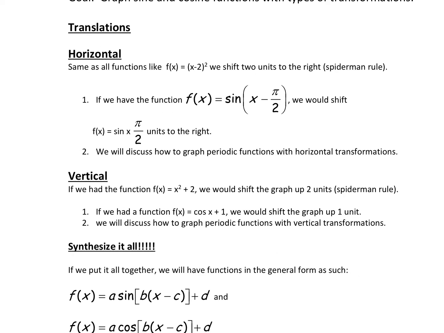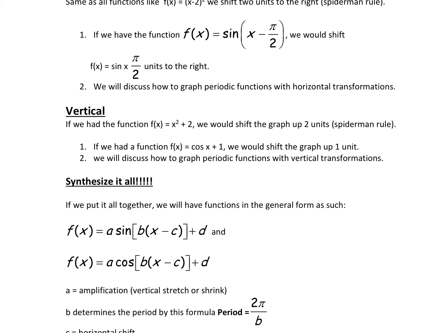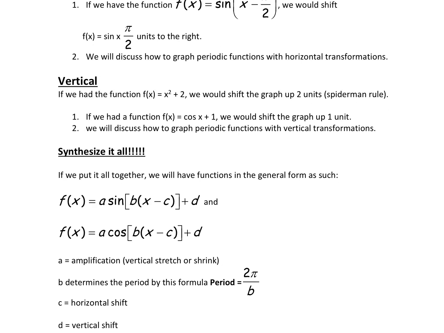So if you look right up here for horizontal, we know if we have f of x equals (x minus 2) squared, that's a parabola that's been shifted 2 to the right. Same thing applies for an f of x equals sine x function if we have a minus pi over 2 on the inside. Why is it pi over 2 and not 2 or a whole number? Well, we're going to have shifts in terms of radians. So we would shift this pi over 2 units to the right. So how do we work on graphing that? That's how we'll proceed after we talk about the vertical shift here.